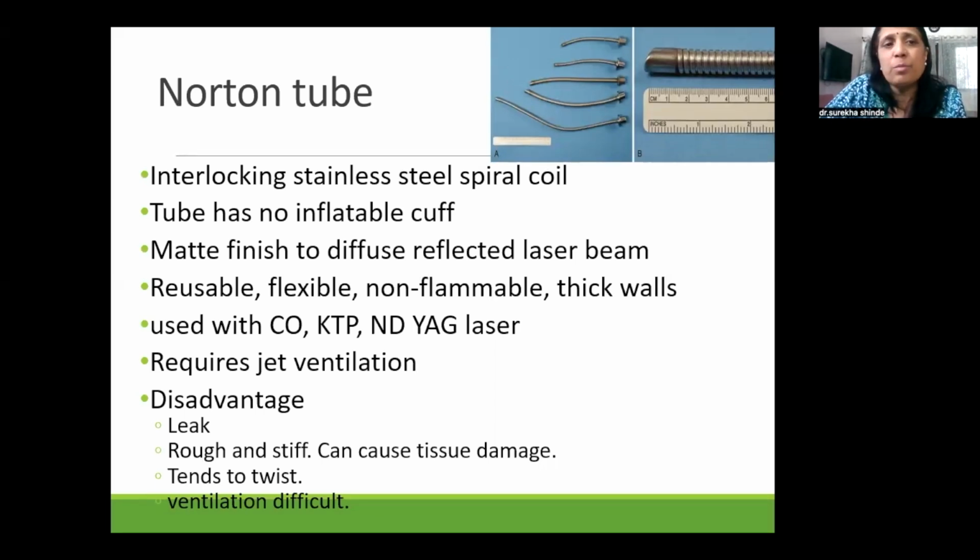It is a metal tube, so it is reusable, flexible, non-inflammable. It has a thick wall, so kind of gives you protection against kinking also. It is used with all kinds of laser. It requires jet ventilation. And of course, being a non-cuffed tube, it is prone to leak. It is rough, so it can cause tissue damage. It's a metal, so it can twist with secretions sticking to it, and ventilation could be difficult. These are different tubes which are available in the market and used according to availability.